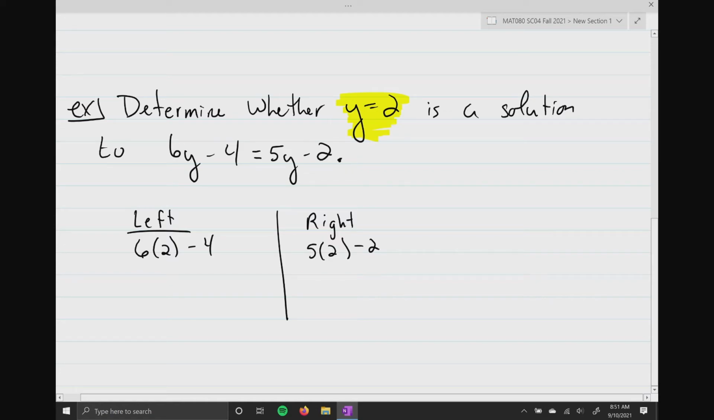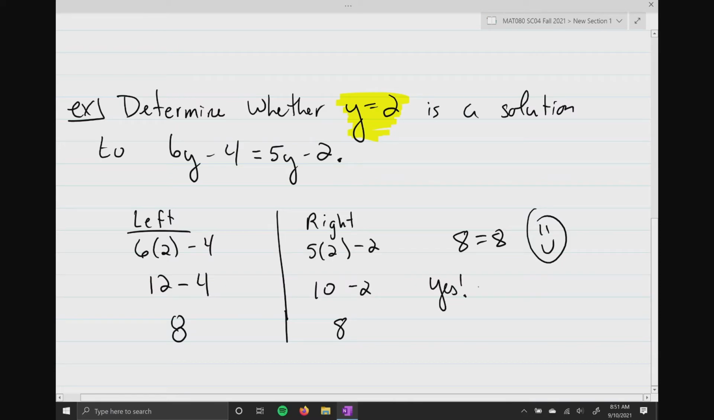Just do one side at a time. 6 times 2 is 12. Minus 4. And 12 minus 4 is 8. For the right-hand side, 5 times 2 is 10. 10 minus 2 is 8. So, 8 equals 8. You put a big smiley face. And then if you want to, you can write a statement. And I like writing sentences.